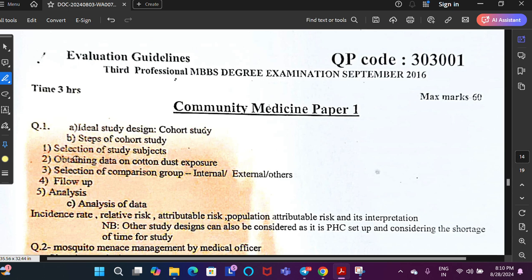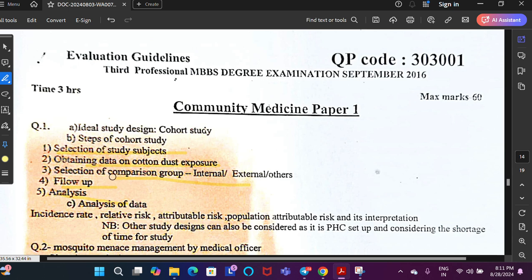So for the cohort study, the steps are selection of the study groups, obtaining the data on the cotton dust exposure, selection of the comparison group, internal, external or others, then you have to follow up, then you have to do the analysis. Now, what are the steps of such a study? You have to write selection of the study subjects, obtaining the data on the cotton dust exposure, selection of the comparison group, then follow-up, then analysis.